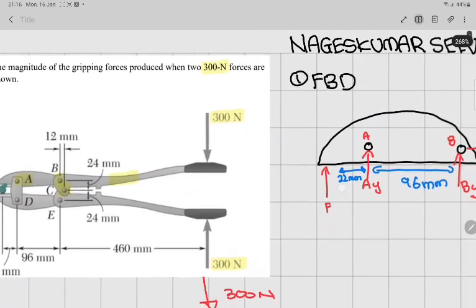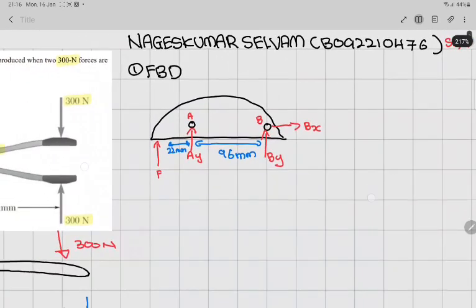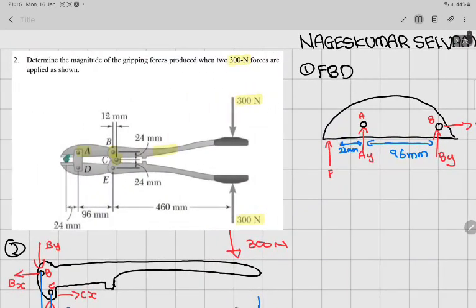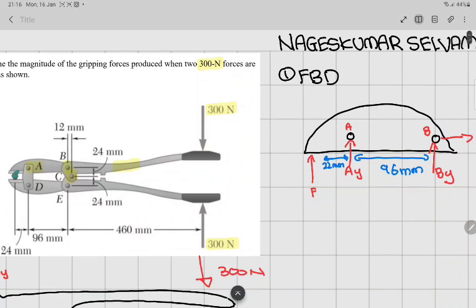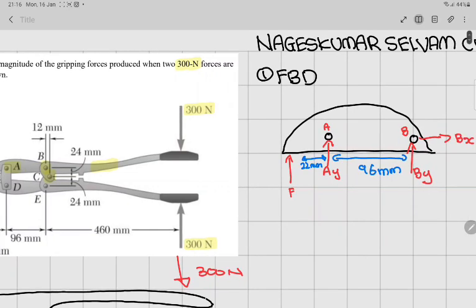So let's draw the first free body diagram, which is basically the head. So F is basically the gripping force, the nut. The second one is A. We are already given A. The force reacting is perpendicular, and point B over here.